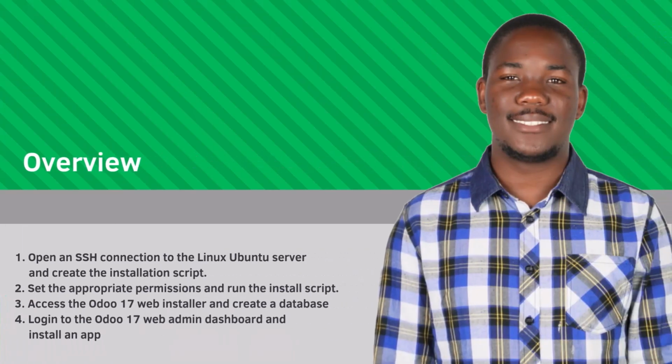Let's take a look at an overview of the steps covered in this guide. First, I'm going to show you how to open an SSH connection to the Ubuntu server and create the bash installation script. Then I'll show you how to set the proper permissions on the script and run it. I'll show you how to access the Odoo 17 web installer and create the database for the system. And finally, I'll show you how to access the web admin and install an application.